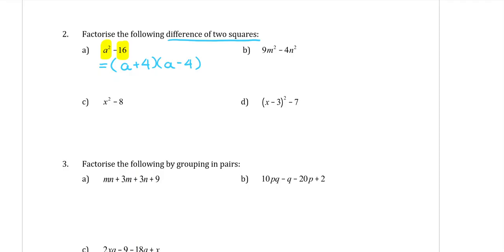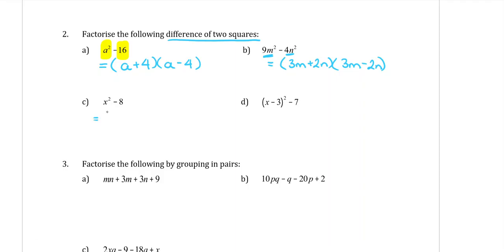Part B, doing the same method, I'm going to have two brackets ready. The square root of 9m squared is 3m at the beginning of each bracket. The square root of 4n squared is going to be 2n. One bracket will have a plus in it, the other will have a minus, and we're done. Question C.